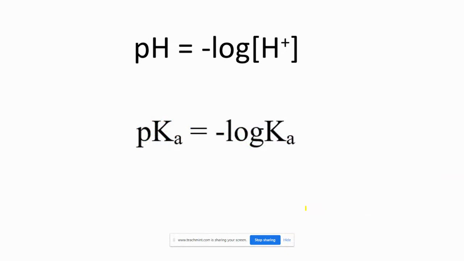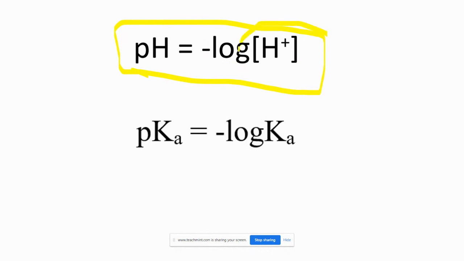Okay, so two important concepts here, a very important thing. One is pH. Already we know pH is the negative log of hydrogen ion concentration. The pH depends upon the hydrogen ion concentration. If hydrogen ion concentration is increasing, pH will decrease. If hydrogen ion concentration is decreasing, pH will increase. So always the pH of a solution depends upon the concentration of the H plus ions present in that solution.